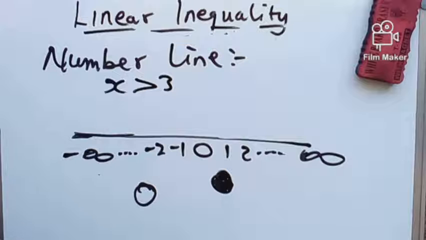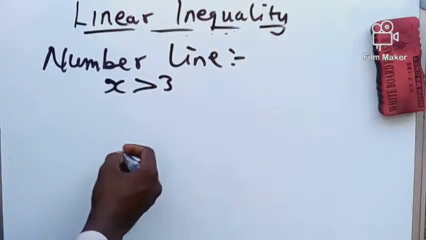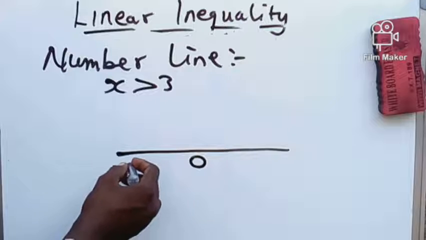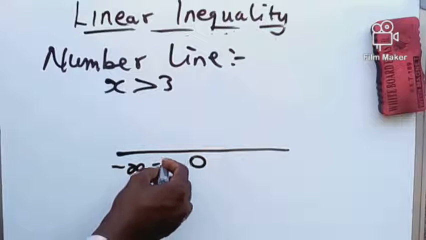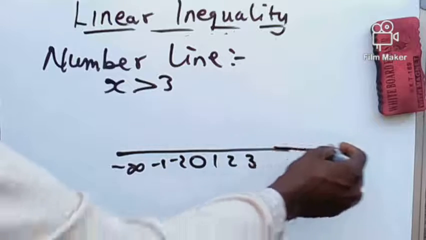How do we represent that? Notice that x greater than 3 means that 3 is not included. So to represent this on a number line, we simply do what? Draw our line and then put our 0, with minus infinity all the way down to minus 1, minus 2, then 1, 2, we just get to 3.